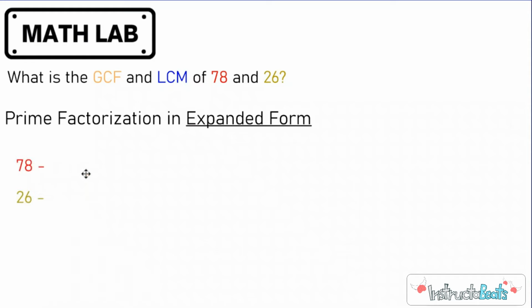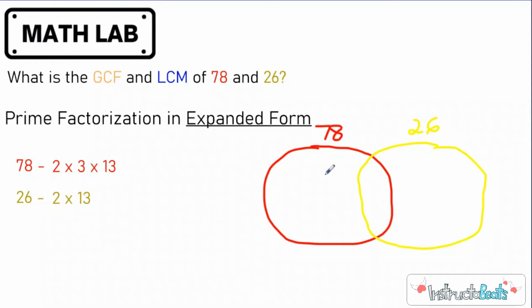So I have 78 and 26. The prime factorization for 78 is 2 times 2 times 13, and the prime factorization for 26 is 2 times 13. I'm going to draw my nice Venn diagram over here, and on this side I'm going to have 78 in red, and on this side I'm going to have 26 in yellow. Red and yellow make purple, at least I think they do.